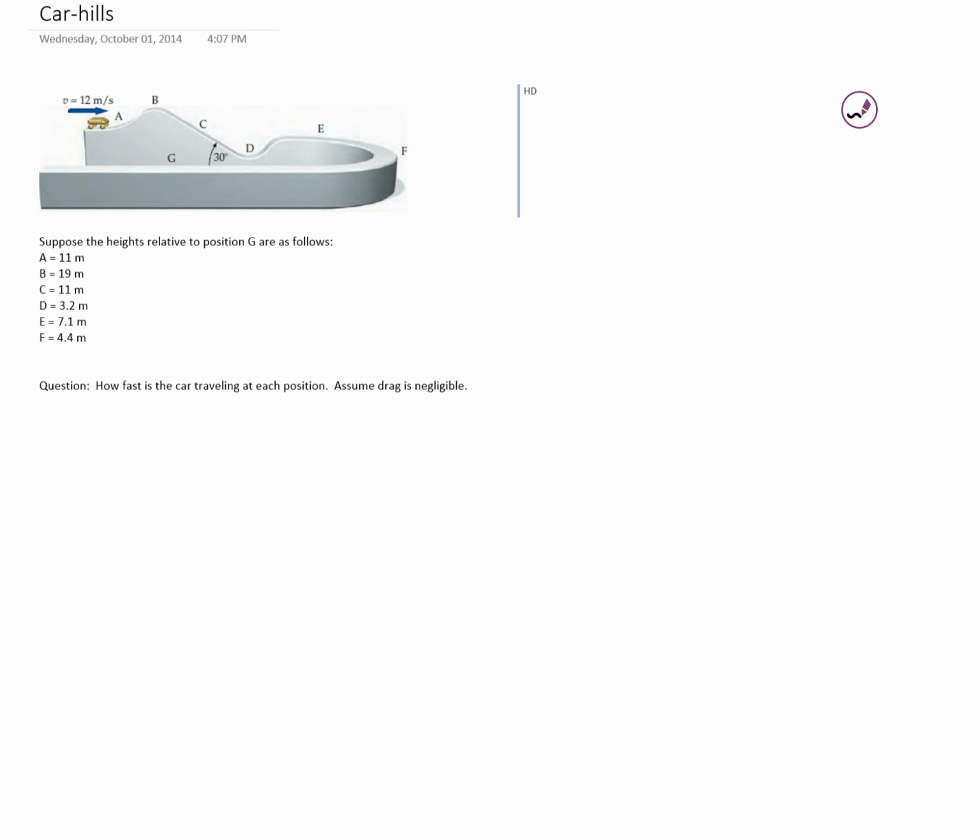What you want to do then is write an energy equation. We want to know each position. Well, we already started at A, so A is easy to answer, 12 meters per second. So B is the first one we have to calculate. From A to B, we have a certain amount of gravitational potential energy that we're going to increase.